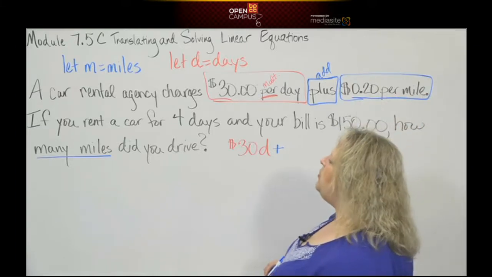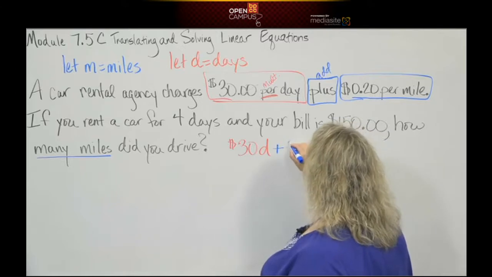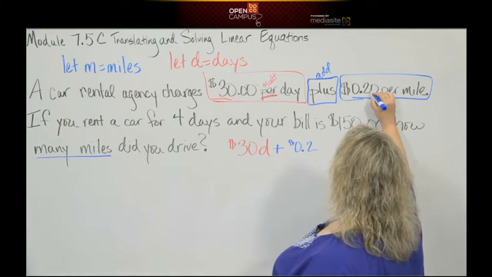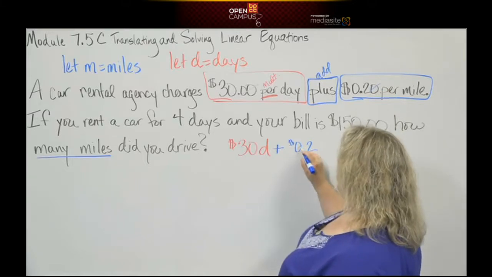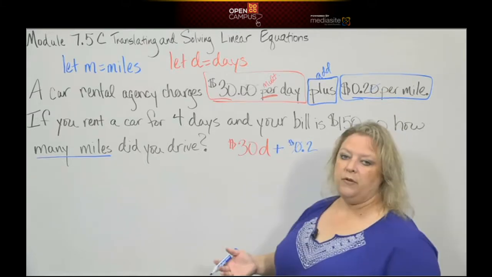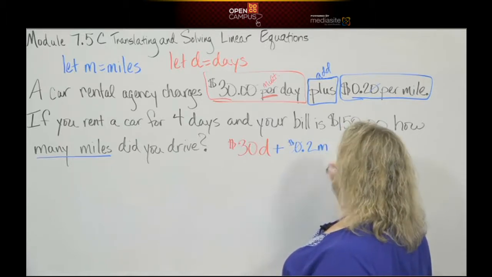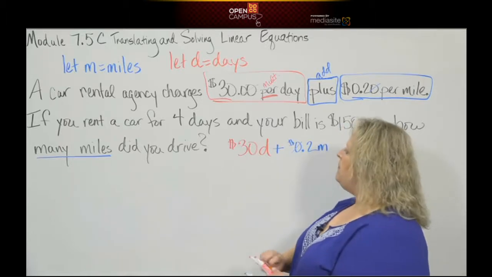So we're going to add 20 cents per mile. That would be 0.2. You can drop that zero off if you want to. Technically, you can drop this zero off too. It really doesn't matter. Per mile means times however many miles I'm going to drive.